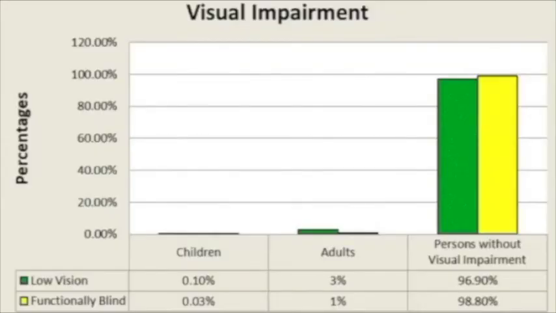Based on information provided by the Jamaica Society for the Blind, they state that 0.1% of children have low vision, while 3% of adults have the same disability. On the other hand, for those who are functionally blind, they state that 0.3% of children are functionally blind, while 1% of adults have the same disability.